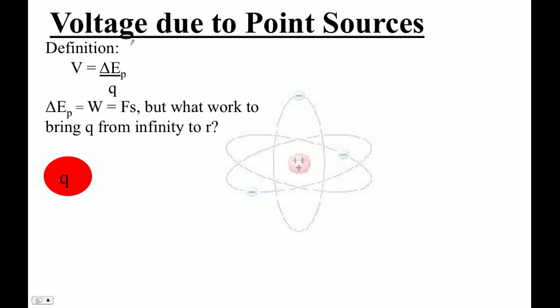So let's talk a little bit about the voltage due to point sources. This is the definition of voltage. Voltage is the potential energy or work done per unit charge on a charge. Okay, so if we've got, let's say this is a positive charge right here. If we bring another positive charge from infinity, which is out here somewhere, right?